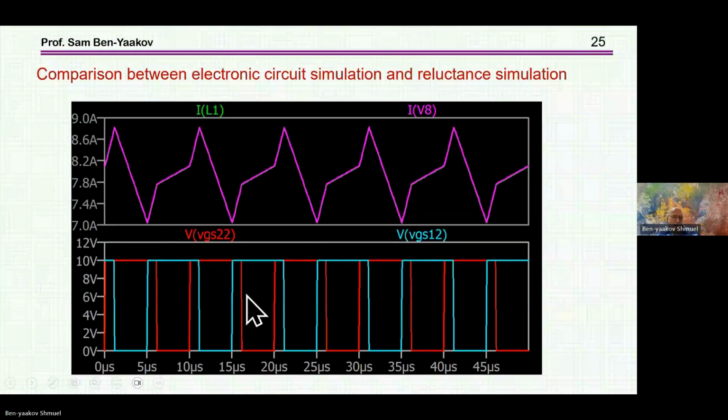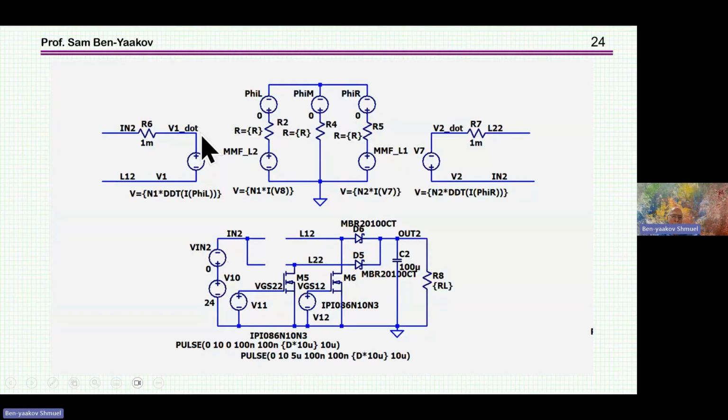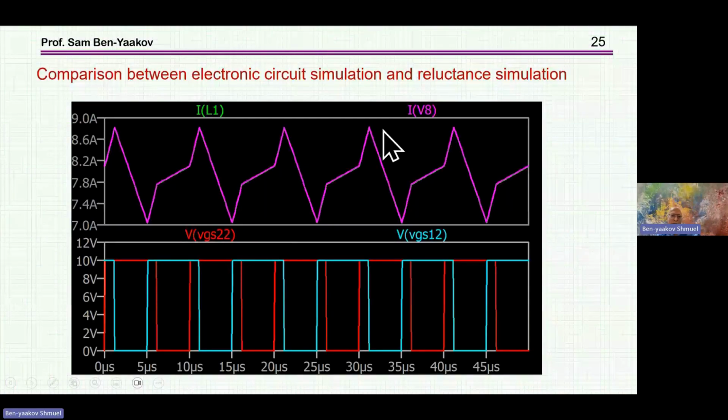And here it is. This is for a duty cycle which is larger than 0.5. You see the overlapping of the gates. And what I'm showing here is the current here when it is run with this reluctance model, and when it is run with the regular inductor, okay? And this is for the reluctance case, and this is for the regular coupled inductor, and you see that if it is done correctly, it's exactly the same. So now you can ask, okay, if the same, why do I need it?